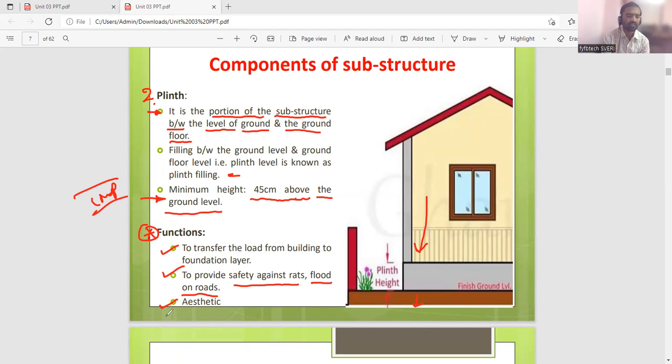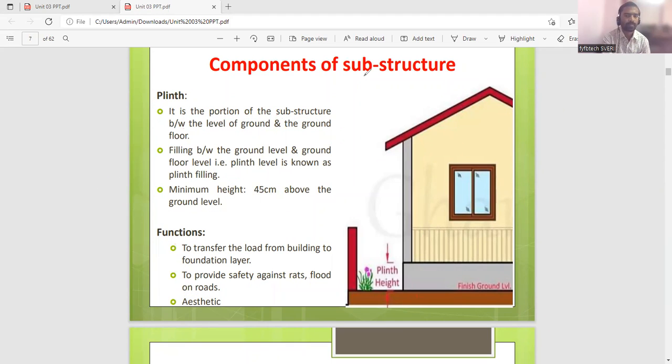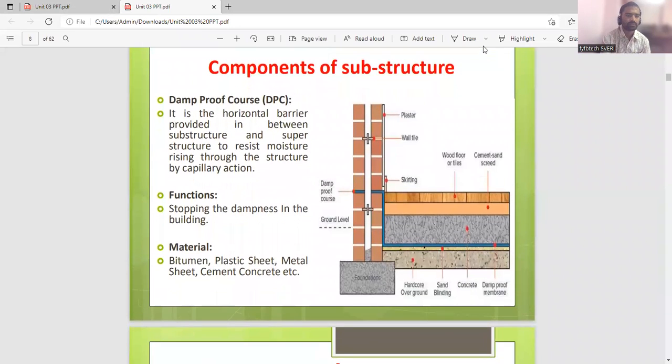Okay. Next is aesthetic. It means to look beautiful. That is, the building should look nice. That is the purpose for which plinth is provided. But the main functions are the first and second points. Have you written? Yes, sir. Okay.